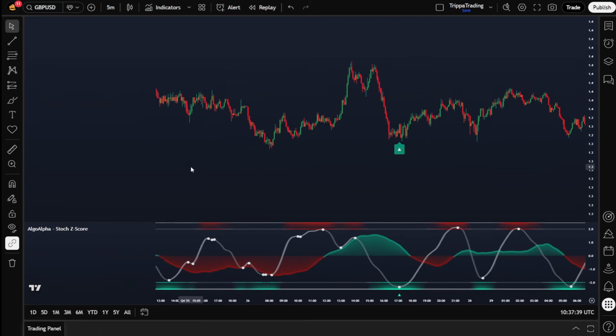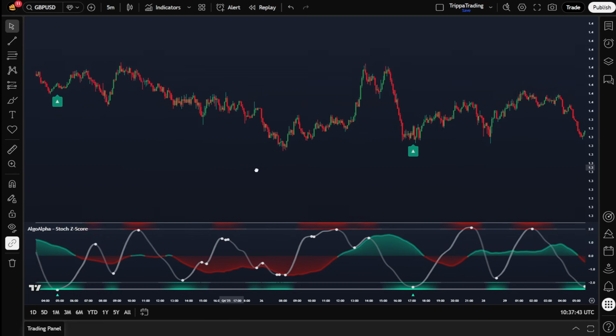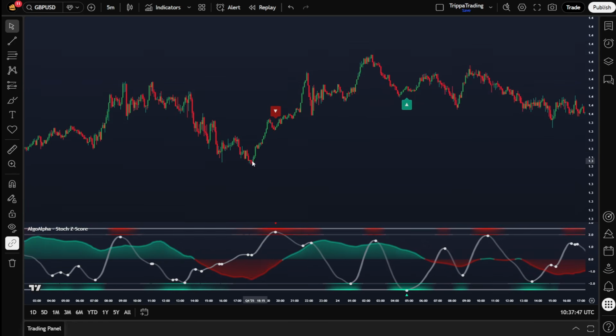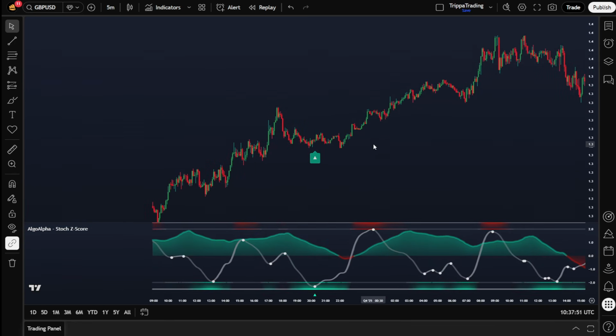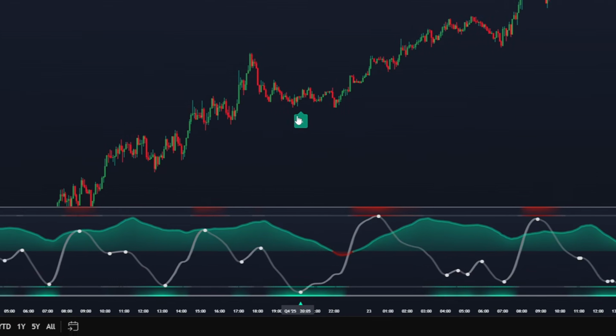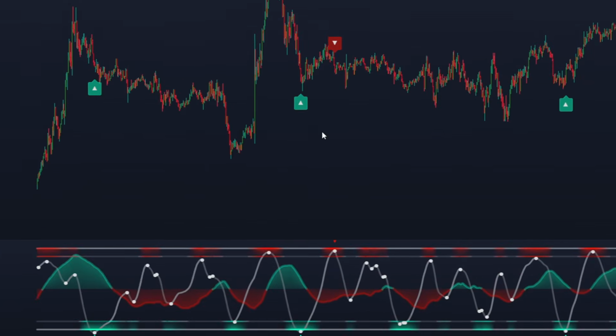Then you have the Z-Score levels, usually around +2 and +2.5, and the same on the negative side. The +2 level marks stretched moves, while +2.5 marks rare extremes where exhaustion is more likely. These dynamic levels replace fixed overbought and oversold zones and adapt automatically to volatility.